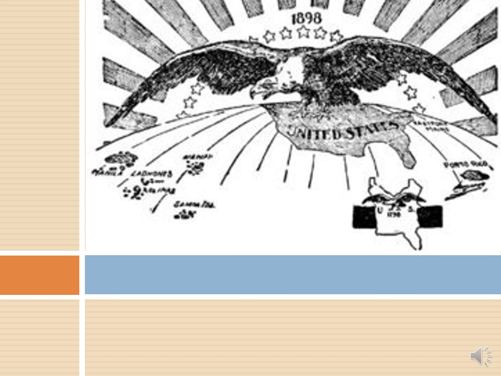And finally, we'll end with this cartoon from 1898, where you can see the United States depicted as the bald eagle with its wings spanning across the Caribbean to Puerto Rico, and then all the way across the Pacific to the Philippines. So that concludes chapter 17.